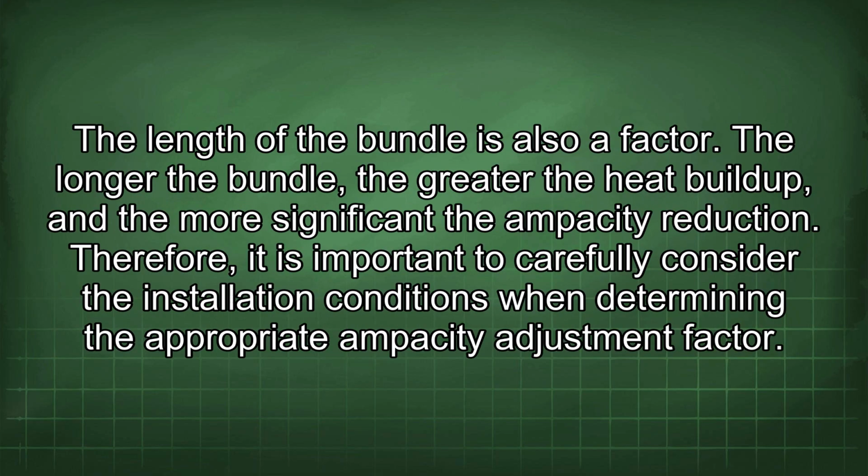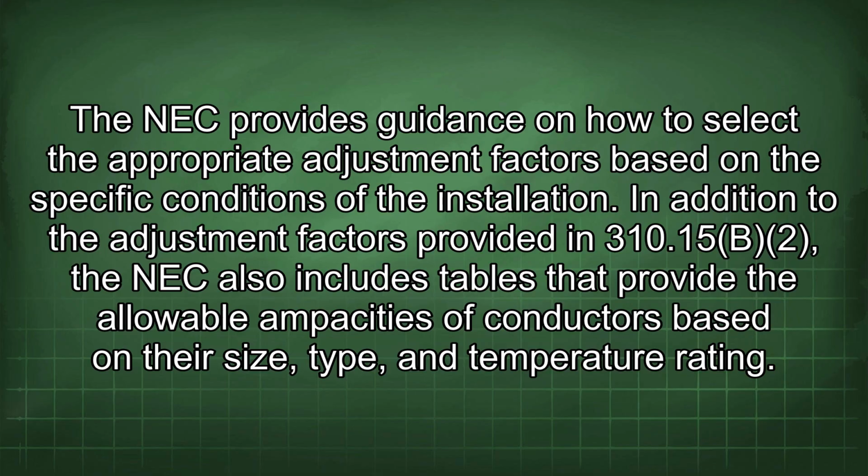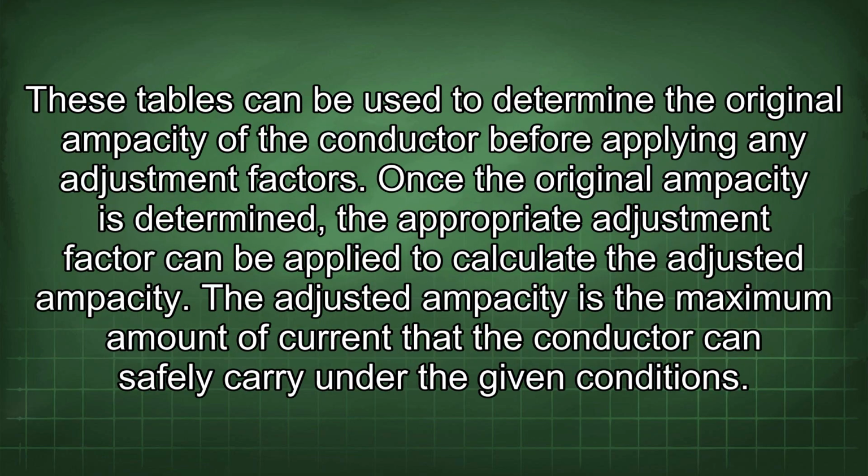The length of the bundle is also a factor. The longer the bundle, the greater the heat buildup and the more significant the ampacity reduction. Therefore, it is important to carefully consider the installation conditions when determining the appropriate ampacity adjustment factor. The NEC provides guidance on how to select the appropriate adjustment factors based on the specific conditions of the installation. In addition to the adjustment factors provided in 310.15(B)(2), the NEC also includes tables that provide the allowable ampacities of conductors based on their size, type, and temperature rating. These tables can be used to determine the original ampacity of the conductor before applying any adjustment factors.